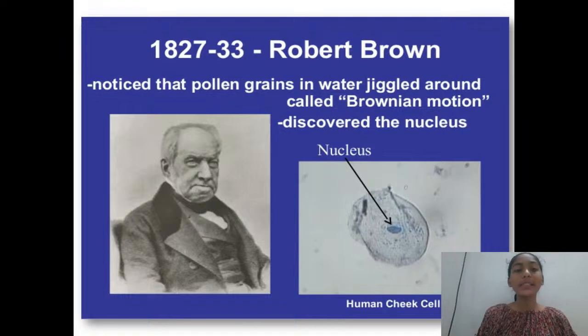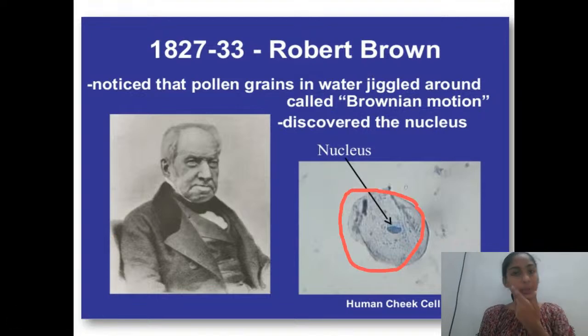Between 1827 and 1833, Robert Brown is another scientist. He noticed that pollen grains in water jiggled around, called Brownian motion, and he discovered the nucleus. Okay, this is a human cheek cell that is present on our cheeks. So there is also a nucleus there, which means that it is also a cell. Then he found out that our body is totally made up of cells.